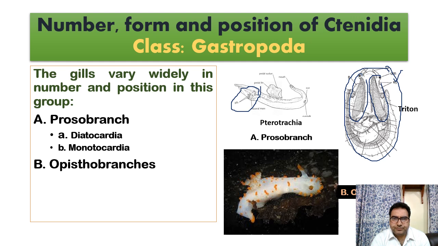Then we have the opisthobranchs. In the case of opisthobranchs, what we usually see is that the gills lie partially in the mantle cavity, or they may be positioned just behind the heart. Here we are seeing that these are the gills, which in some cases, as in nudibranchs, are open, that is, not covered. Here these are the gills which are just behind the heart. That is why we call them opisthobranchs, such as in the case of Aplysia.